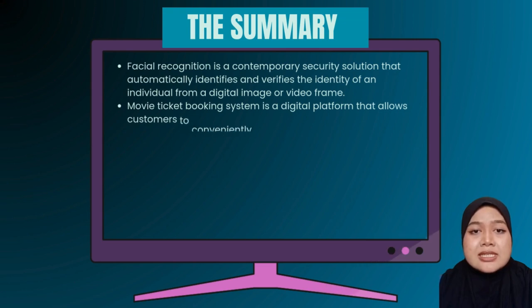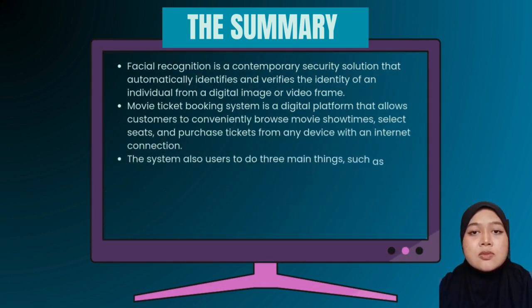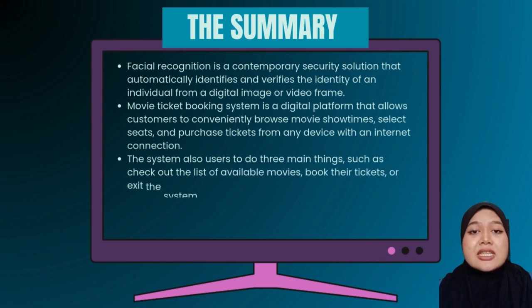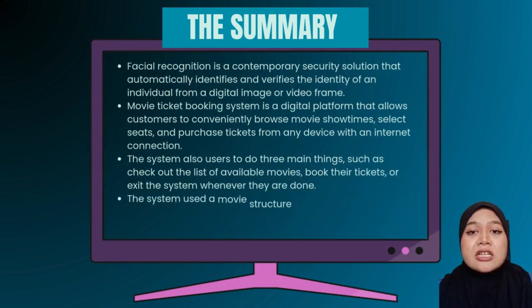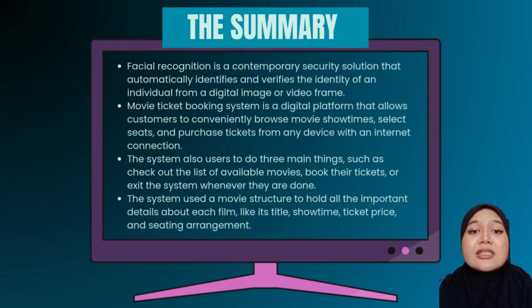Movie ticket booking system is a digital platform that allows customers to conveniently browse movie showtimes, select seats and purchase tickets from any device with an internet connection. This seamless process improves efficiency for both customers and ticket owners. Moreover, the system uses a movie structure to hold all the important details about each film like its title, showtime, ticket price and seating arrangement.